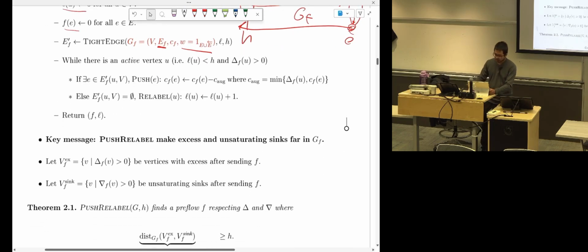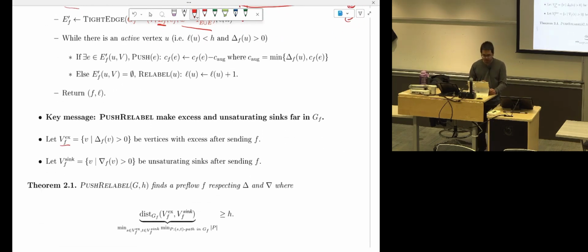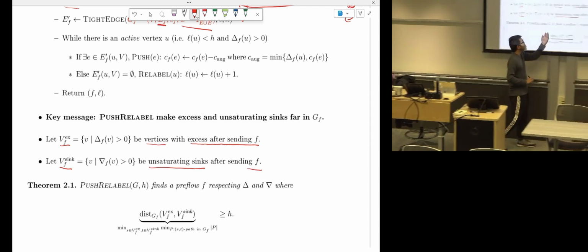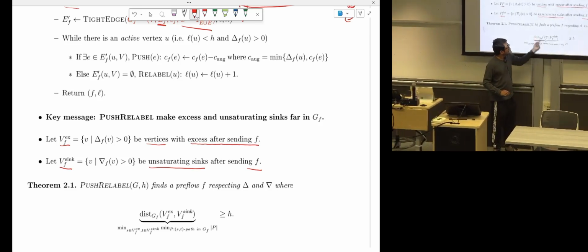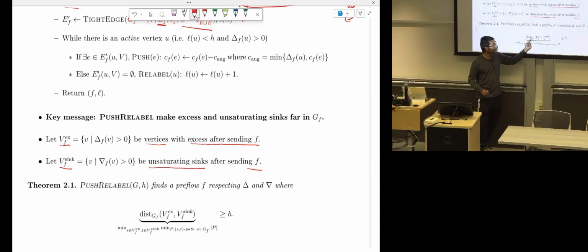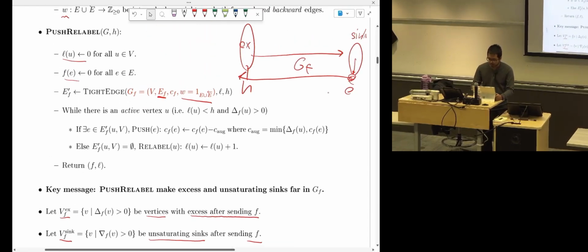Okay, so to be more precise, if I let this set here be the set of vertices with excess after setting f, and this is just a set with an unsaturated sink after setting f, then push-relabel justifies a preflow that respects the source and sink such that the distance in the residual graph from excess to sink is at least h. It's really just from this picture here.